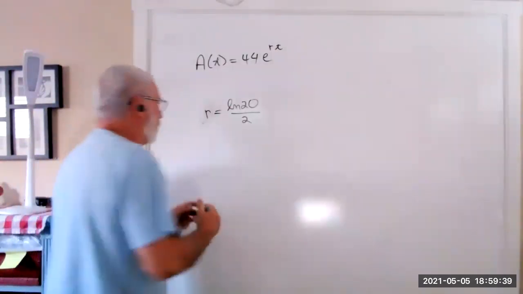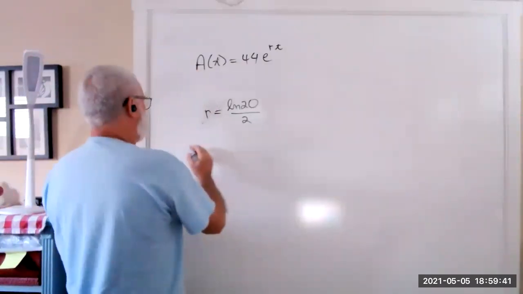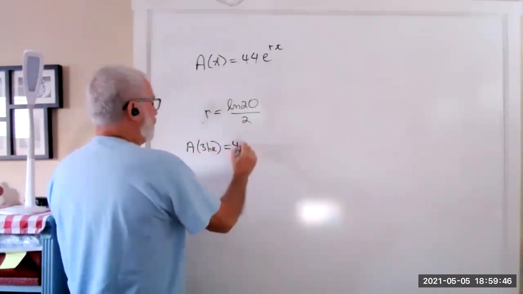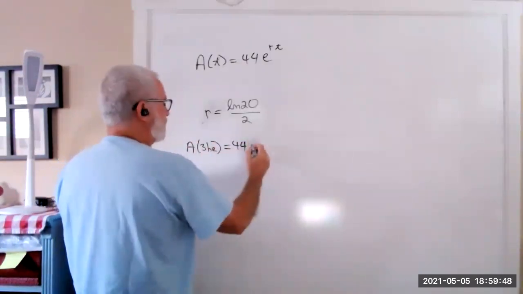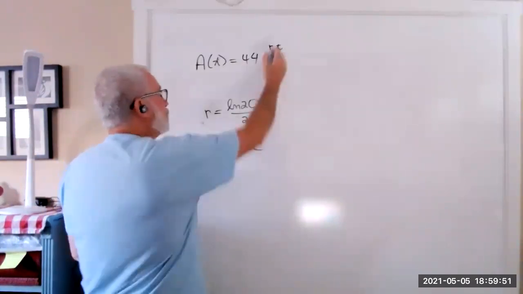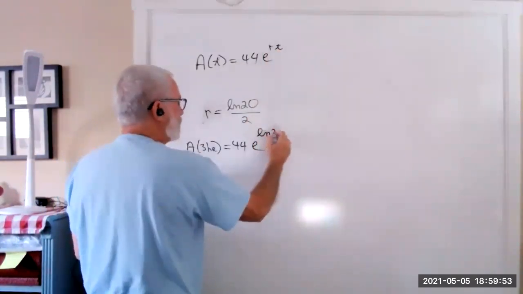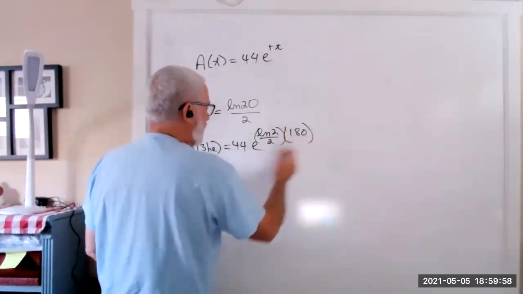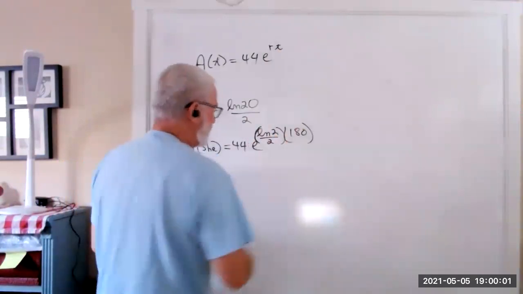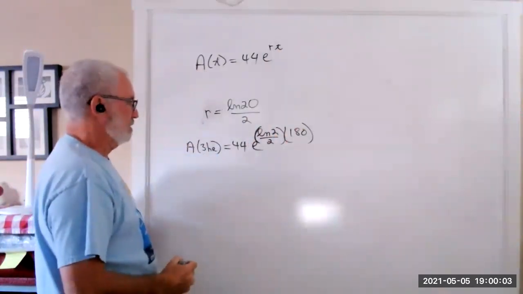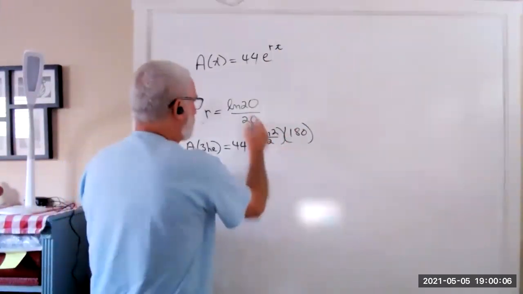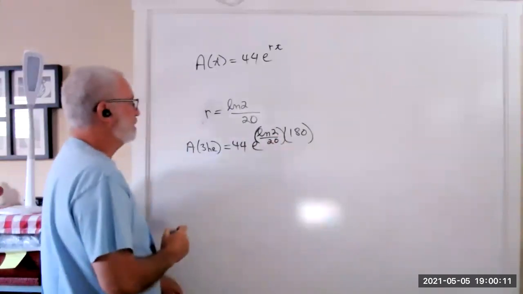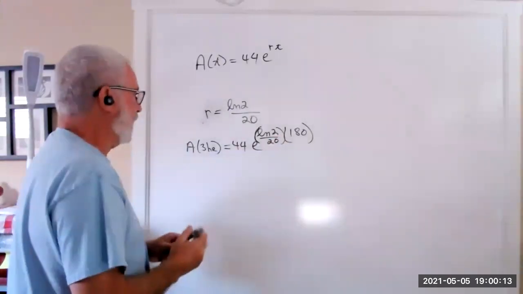Yeah, it was. Find the size of the bacterial population after 3 hours, and it was 22,528. Okay, so watch carefully. In 3 hours, A of 3 hours equals 44 times e to the ln of 20 over 2 times 180. Now, we kind of did this last night. You missed the 0 in your 20. Thank you, Larry. No, it should be 2 on top, 20 on bottom. Is that right? Exactly. Very good.